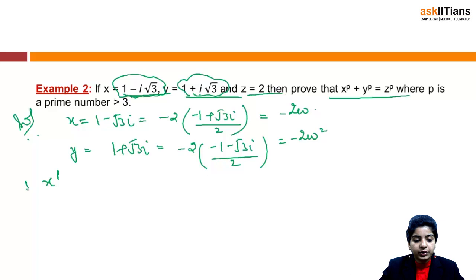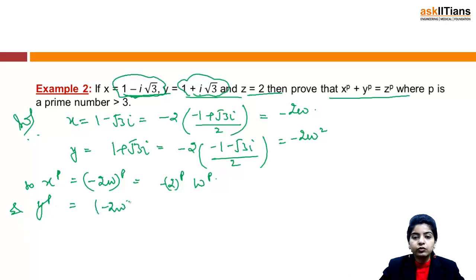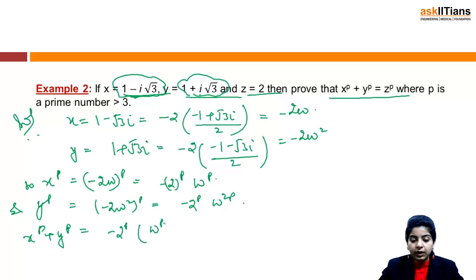So x raised to p is equal to minus 2 omega raised to the power p, which means minus 2 to the power p omega raised to the power p, and y raised to the power p is again minus 2 omega square raised to the power p, so minus 2 raised to the power p omega raised to the power 2p, right? So x raised to the power p plus y raised to the power p, as we have been asked to prove, is equal to z raised to the power p. So x raised to the power p plus y raised to the power p becomes minus 2 to the power p common, and then I have omega to the power p plus omega raised to the power 2p.